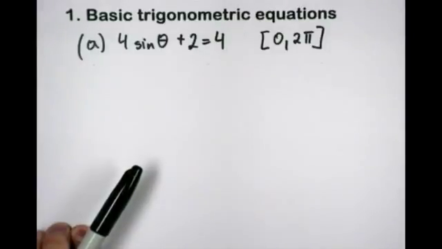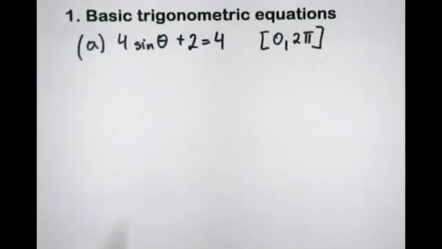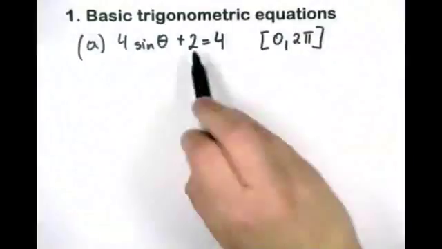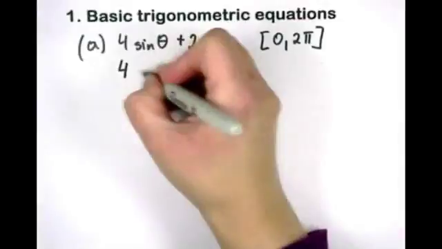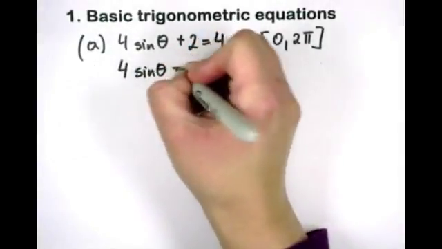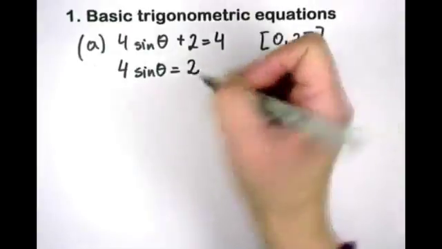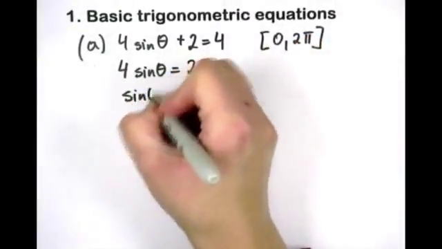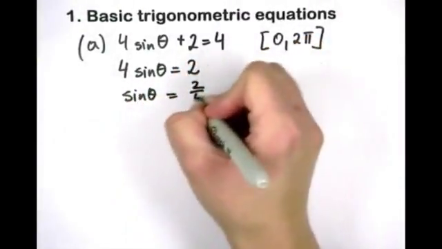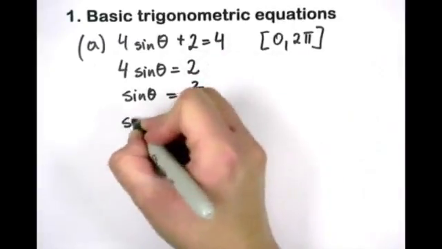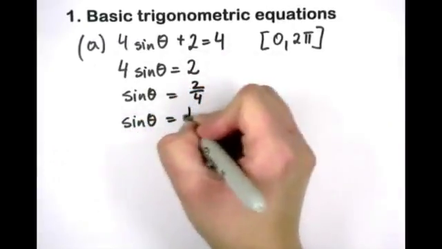So to solve this from 0 to 2 pi, first we solve for sine theta. We isolate that sine theta first. So bring this over. I have 4 sine theta is equal to 4 minus 2, which is 2. Divide by 4. So sine theta is 2 over 4, which is 1/2.